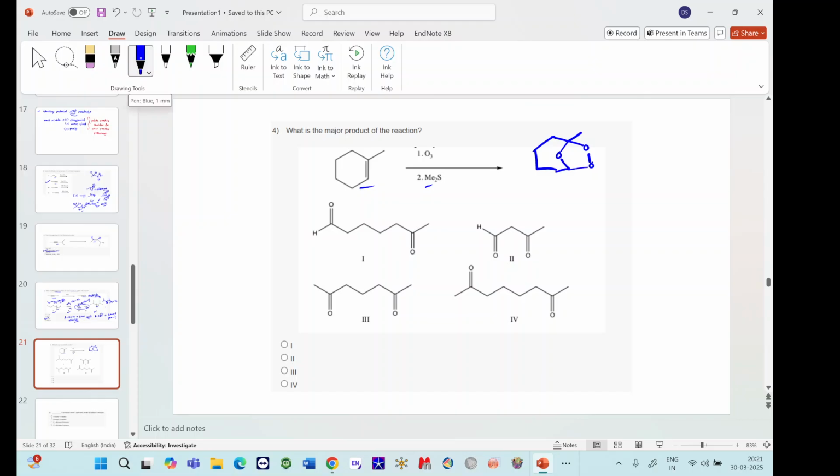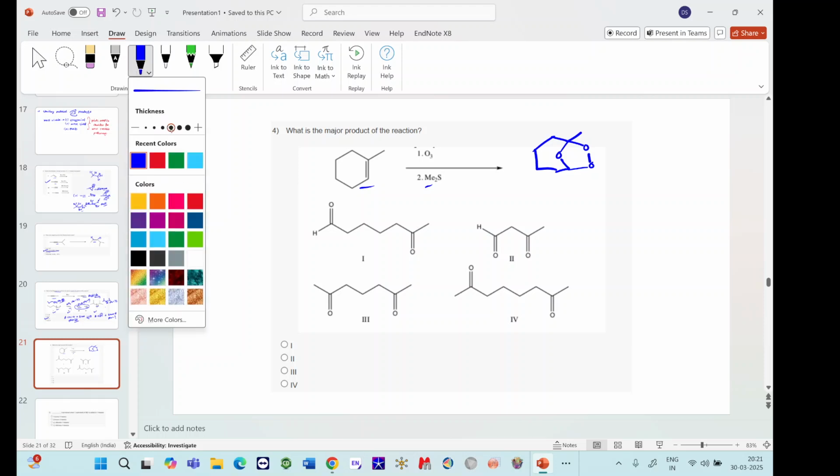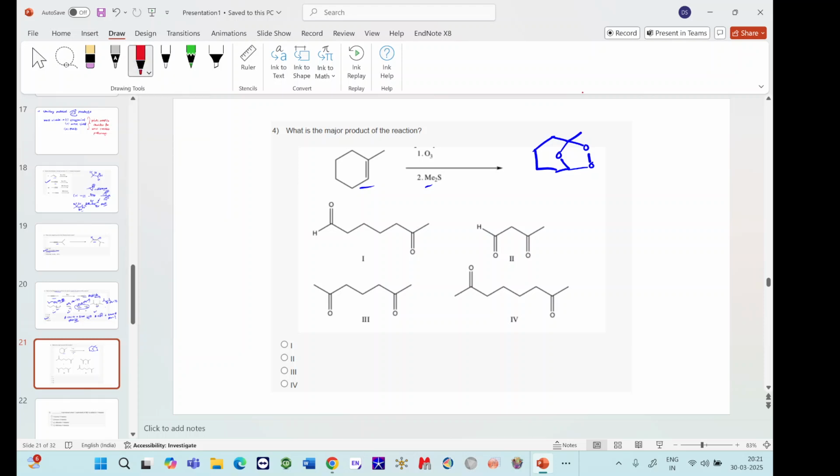Okay, this will be your intermediate. Now the bond will break so that you will have one aldehyde in this case and one ketone in this case, and you have a one, two, three, four carbon gap. So you have a four carbon gap. One side is aldehyde, one side is ketone. So this one will be the right answer.